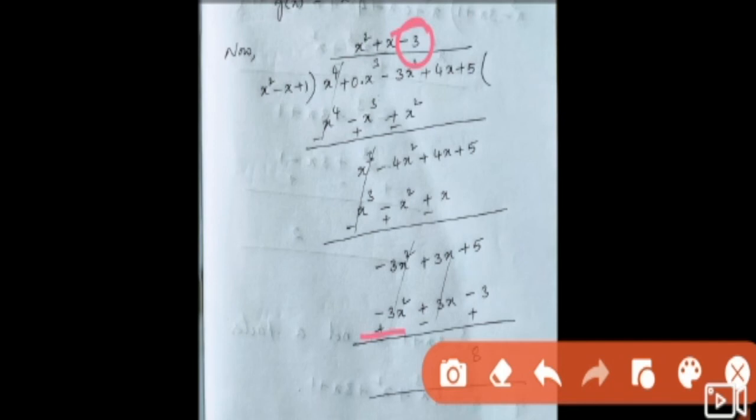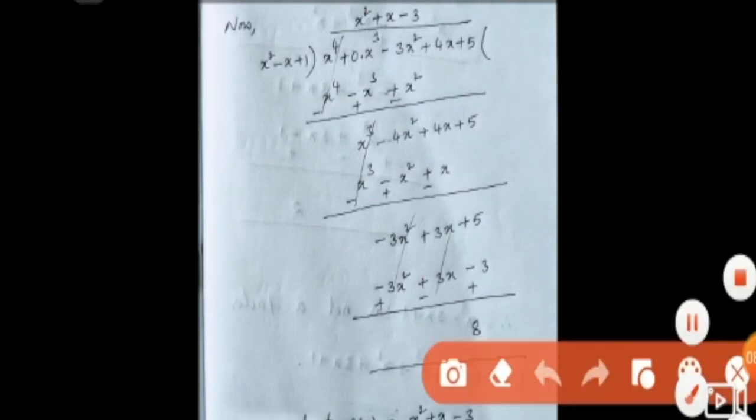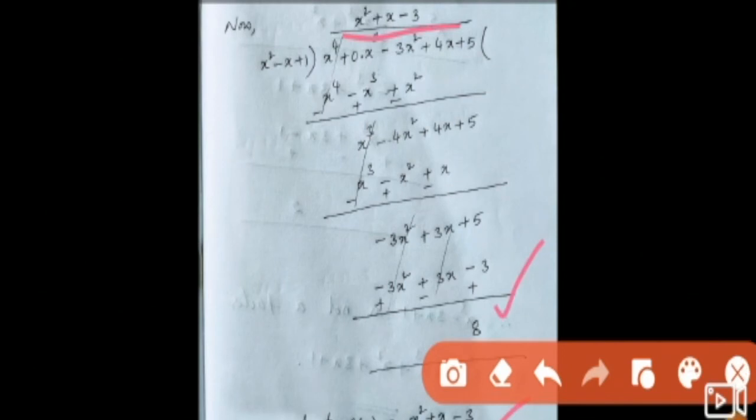To cancel it, minus 3x square and minus 3x square have the same signs, so you do the subtraction and get opposite signs. Minus is there, plus you will get. Next plus is there, minus is there, plus. So you can cancel both; minus and plus 3x get cancelled. Here 5 plus 3, 8 is the remainder. So now we can write the quotient is x square plus x minus 3. This is the quotient and the remainder is 8. This is the solution of the first bit, second problem.